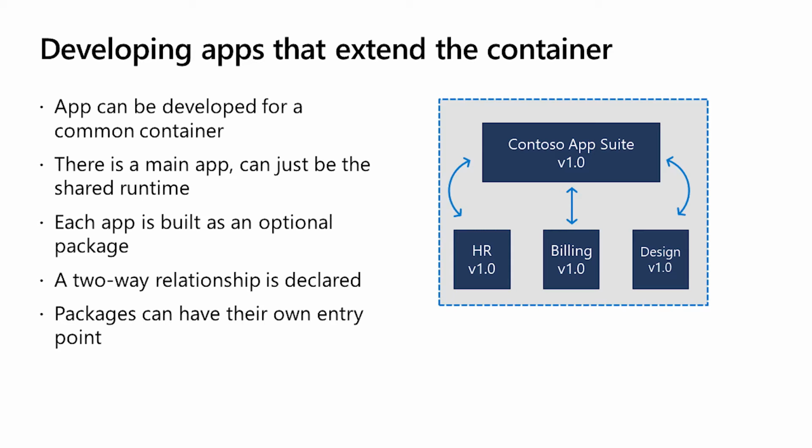And then each independent app can be built as an optional package. When you build these packages out, you declare a relationship between the packages. So the main app and the optional package say they trust each other so that when they launch, they can run in the same shared container. The nice thing about this is each optional package can have its own independent entry point. So my HR app can have its own tile to launch, much like my billing app can have its own tile to launch.